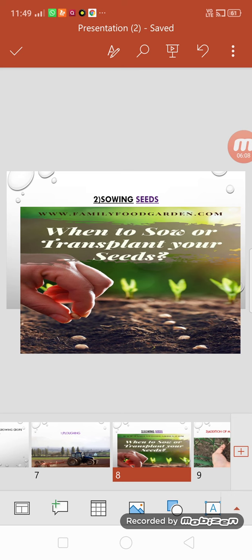As you can see in the picture, the seeds are at equal distance from each other, so that each seed should get enough amount of air, water and sunlight. They should not fight with each other for getting the nutrients, right? So for their growth and development, a right distance should be maintained between the seeds. So this is the second step, sowing the seeds.